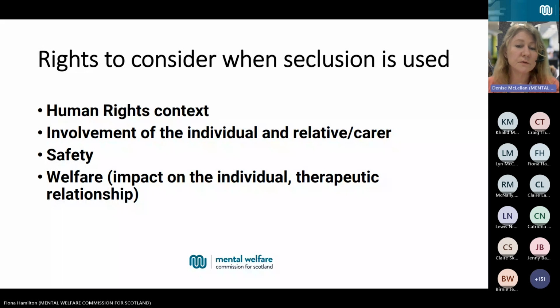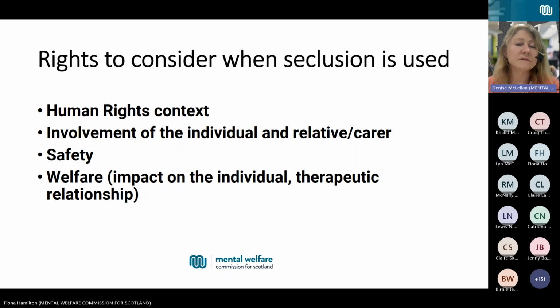Seclusion should only be used in the context of a clear policy on the prevention and management of aggression and violence. The aim is to manage risk, not potentially increase it. We must also remember that it should be for the minimum amount of time necessary, and we should always be looking for an endpoint as the goal of the care plan we're writing.